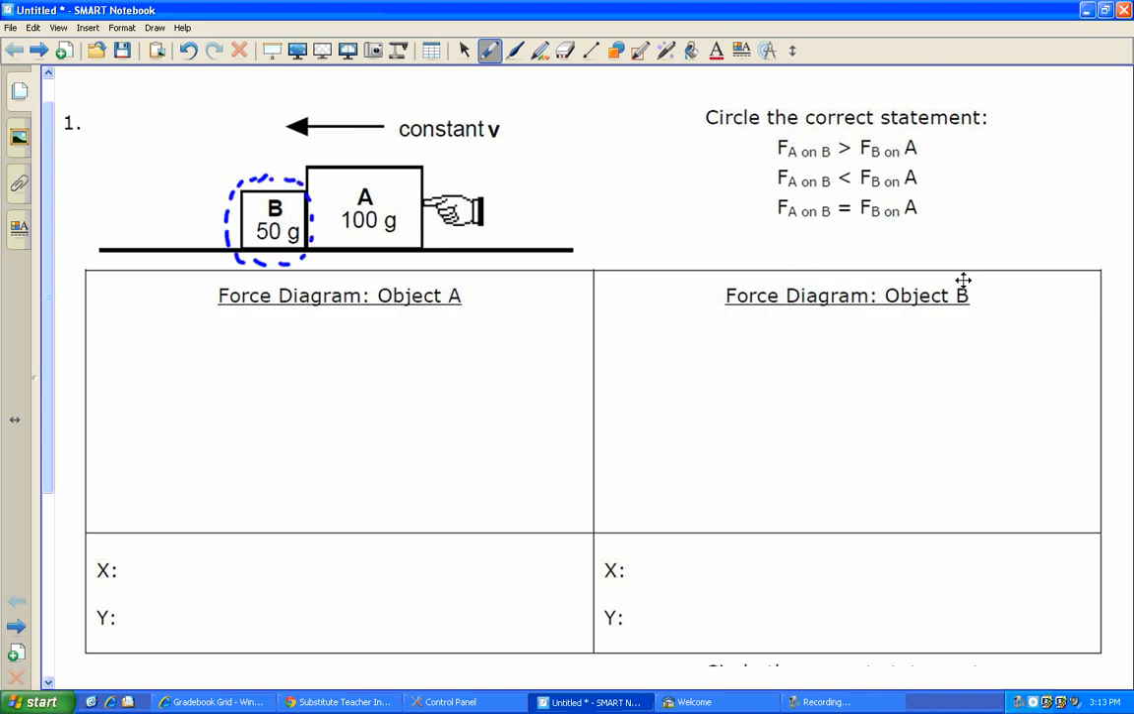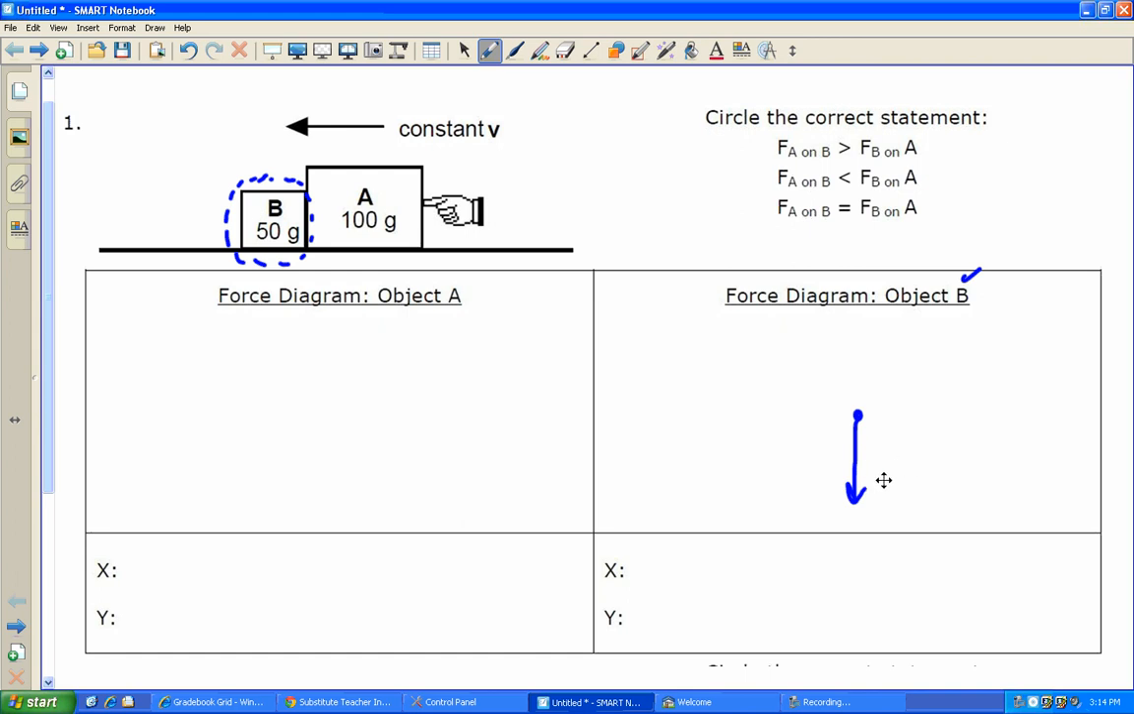which means we need to draw that over here. So I've defined my system as object B, put a dot right in the middle, and I need to think of the forces that act on object B, and we're assuming that this whole thing is moving constantly to the left. Okay. So most of these, you're going to start with the force of gravity. All of these things occur near the Earth.